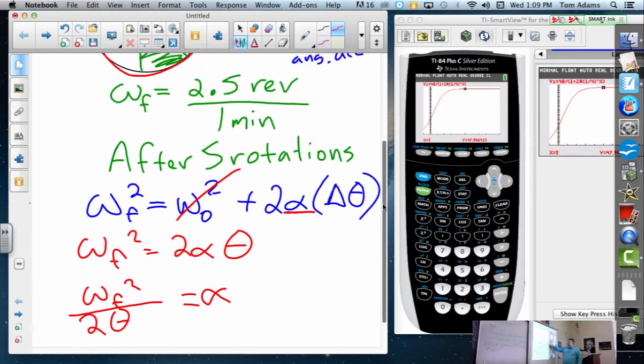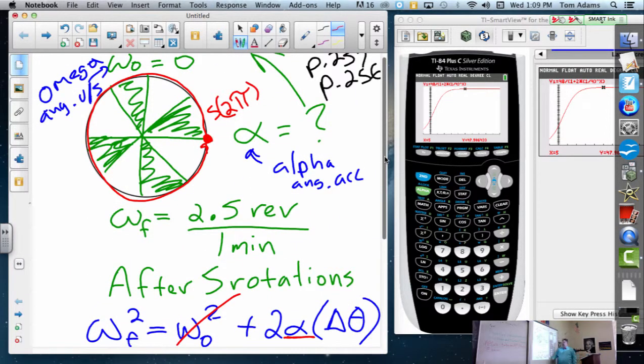Only one other thing I have to do before I plug that in. This needs to be revolutions per what? Per second. So I need to convert that. How do I come up with that number?